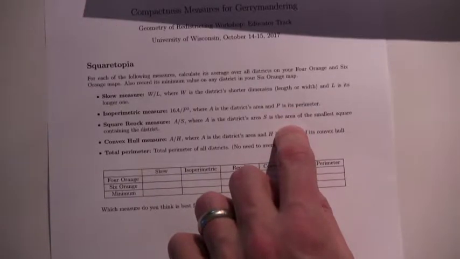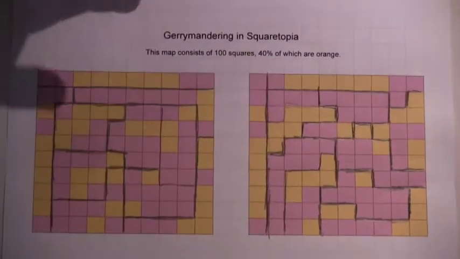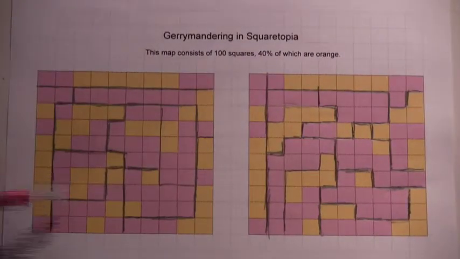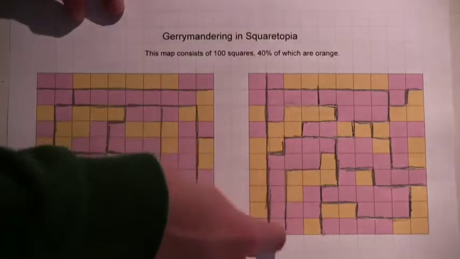You just have to count the perimeter. So what sort of shape is going to have a small perimeter? Like a square. A square is going to have a small perimeter, and a more elongated shape like this will have a larger perimeter.